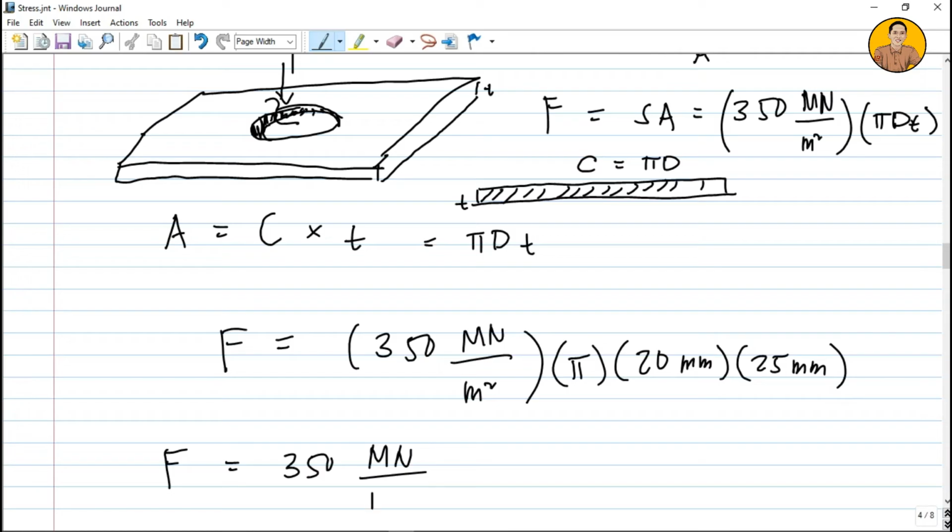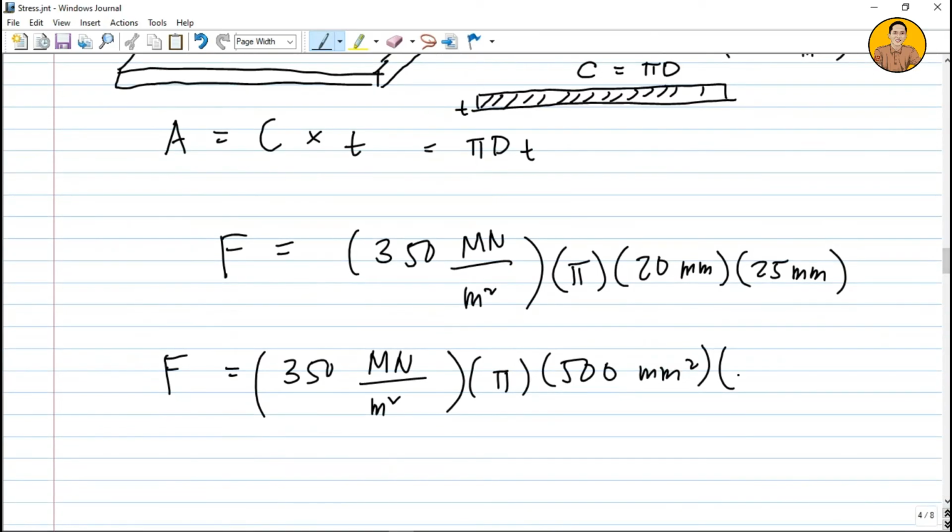So force natin here is equal to 350 meganewtons per square meter times pi. Okay? So itong dalawa, ang unit niya is mm squared. So 20 times 25, this is 500 millimeter squared. So i-convert natin itong millimeter squared to meter, since hindi siya mag-cancel dito if it is still in millimeters. So this is 1 meter per 1,000 mm. So since naka-square siya, i-square din natin yung conversion. So F is equal to 0.55497, so approximately 0.55 meganewtons. So this is our final answer.